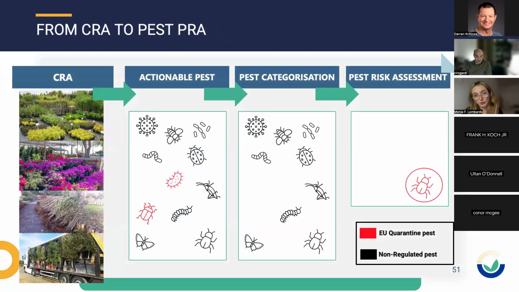Linked to this, in fact, the CRA could be instrumental to recognize possible potential quarantine pests that can be subjected to pest categorization and ultimately to pest risk assessment. And as I said before, this would be taken on board by EUCOM if those fulfill the criteria to be considered as potential quarantine pests. And next slide.